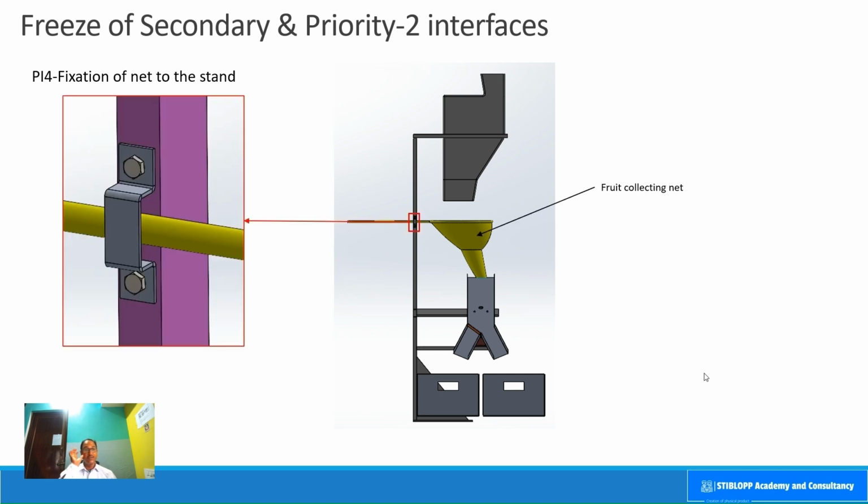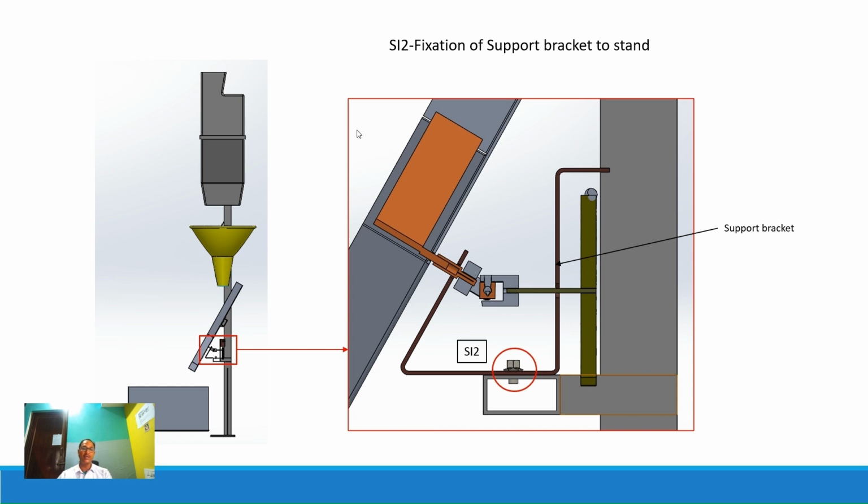Now, one of the primary interfaces that was left out without freezing was the fixation of the net to the stand. So it is fixed by means of the hat profile bracket here. Let us see which is the next one. Here, the next secondary interface that has to be frozen is the fixation of the support bracket to the stand. You can see that this is the support bracket that holds the entire universal joint and the worm and worm gear joint. Okay. So this is mounted onto the stand by using again self-tapping screws.